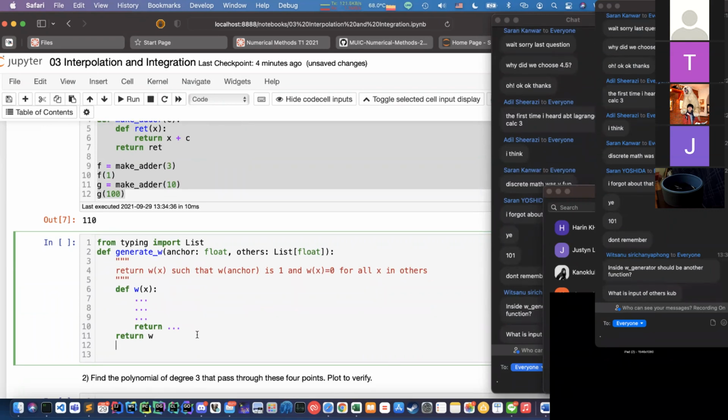What is the input of other, a list of float? So for all the other points that you don't want, you want it to be 0. So it's a list of float.